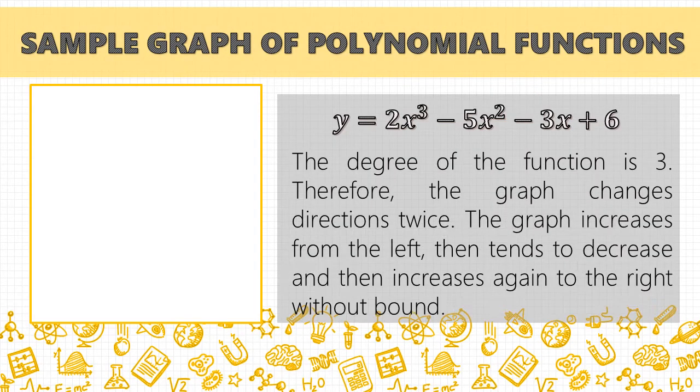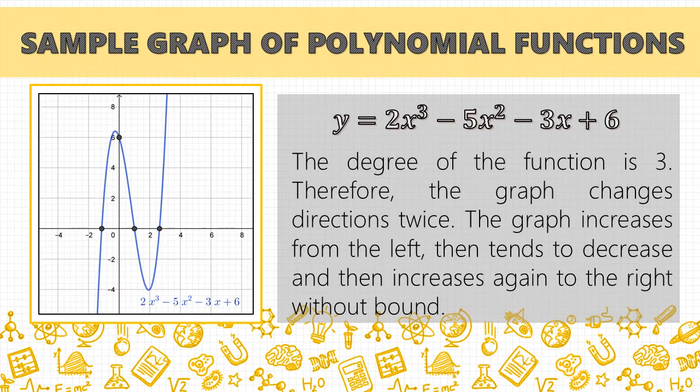y = 2x³ - 5x² - 3x + 6. The degree of the function is 3. Therefore, the graph changes direction twice. The graph increases from the left, then tends to decrease, and then increases again to the right without bound.